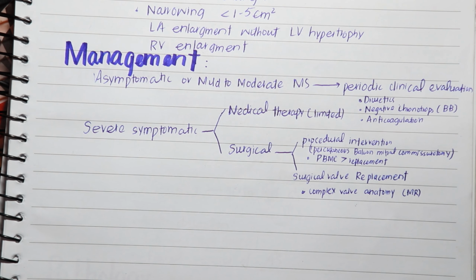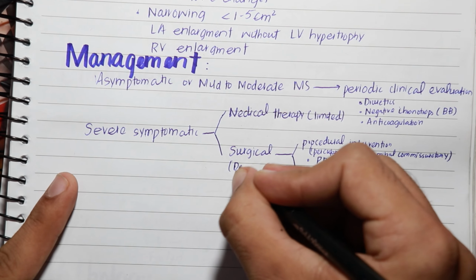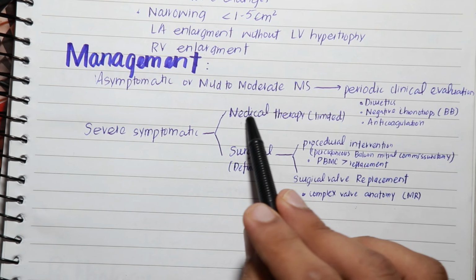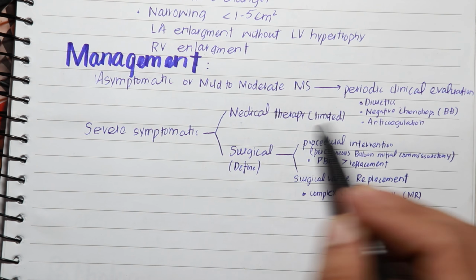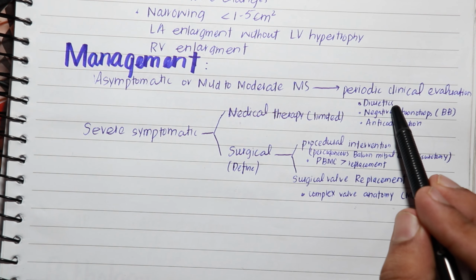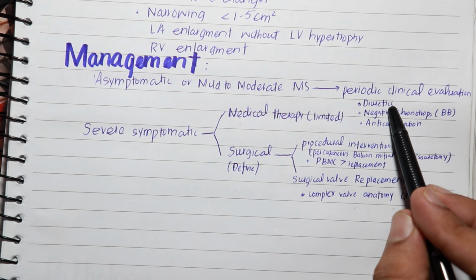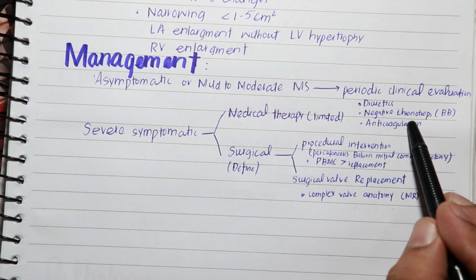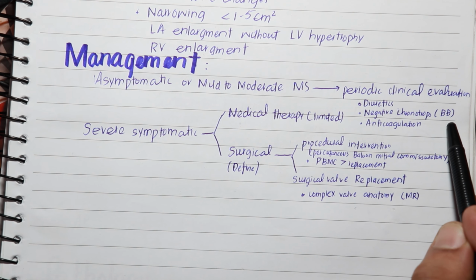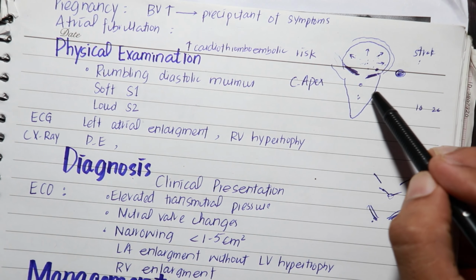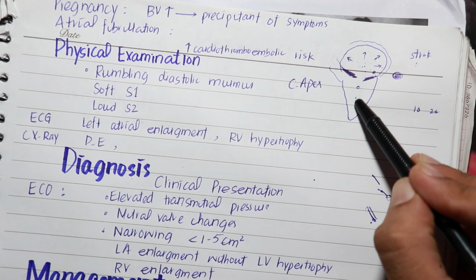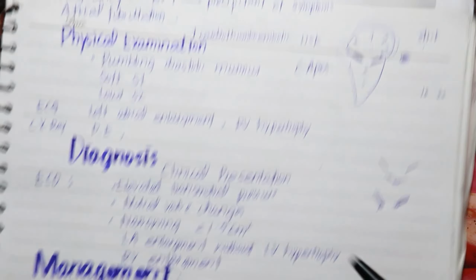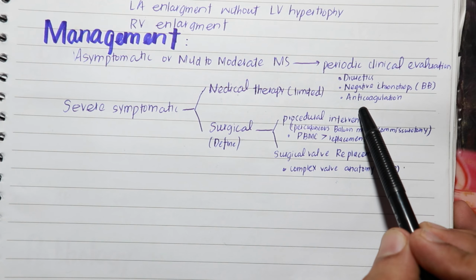Surgical management is definitive management. If you want your patient to remain well for most of his life, then you treat surgically. The medical therapy is limited. But what is the limited medical therapy? Diuretics, because there is pulmonary edema. To counter this, you will give him diuretics like furosemide, and negative chronotropes like beta blockers, so that the heart rate reduces and the left ventricle has time to fill. If the heart is beating slowly, it will have more time to fill. As well as anticoagulation therapy.